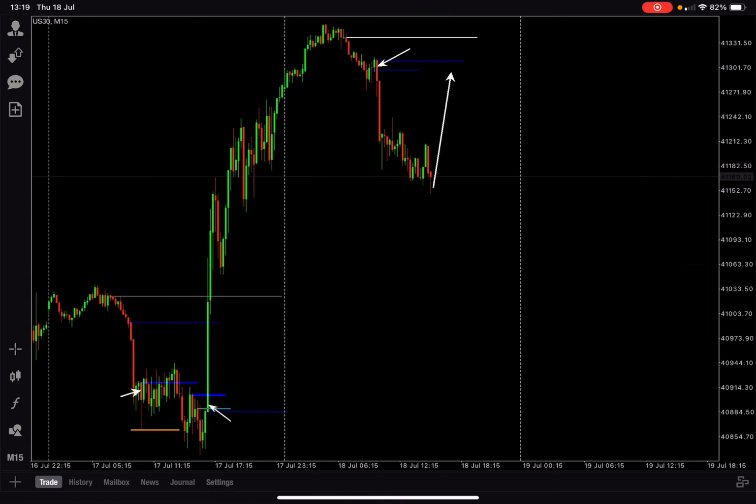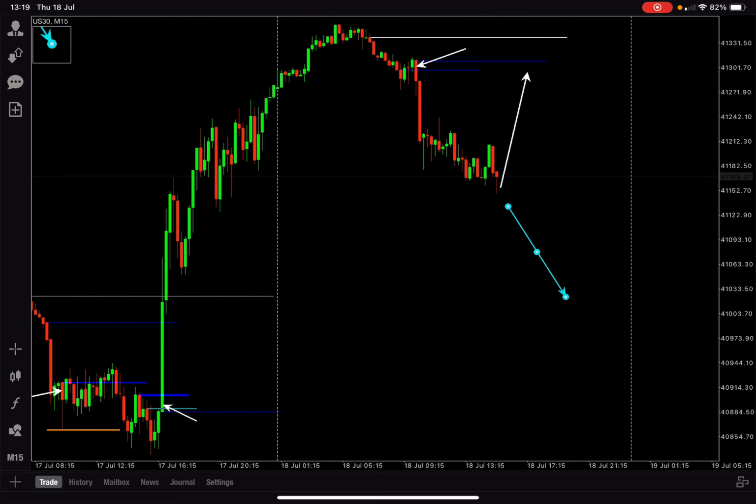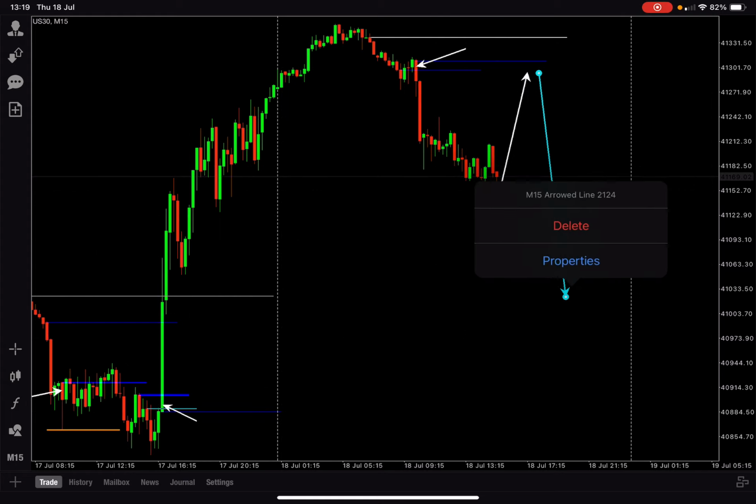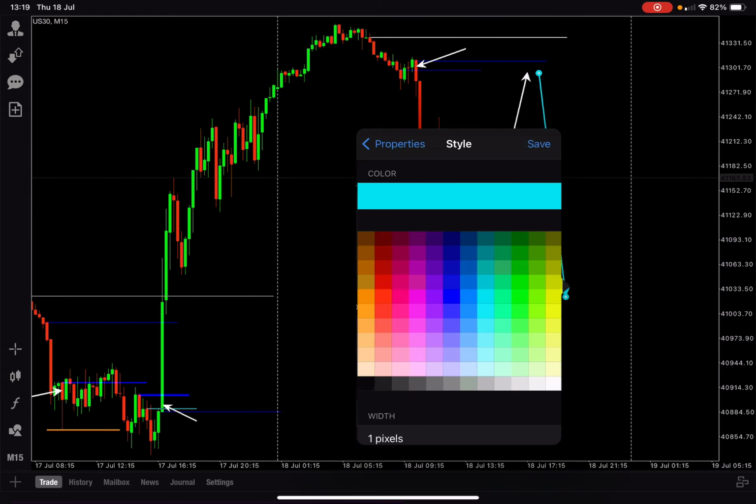What you should get with the New York session or with the news in a minute is a push up, retest this area, which is the London opening, and then you get a downwards move like that. That would be one scenario we'd be looking for.